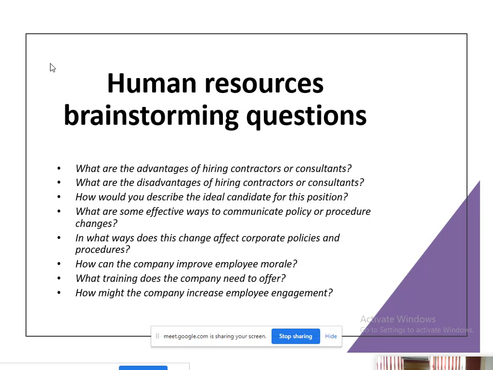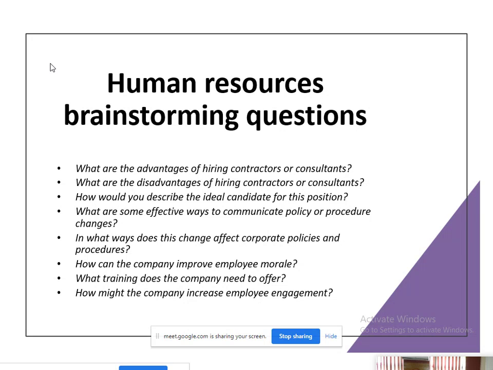Fourth point is, what are some effective ways to communicate policy or procedure changes? There are many policies and procedures before launching anything, so we must come across that also. In what ways does this change affect corporate policies and procedures? We must see in what way these communicated policy or procedure changes affect our policies. If we are going for a project or company, we may give our own procedures and policies. But there are other institutions, such as a government body or private body, which will give their own communicated policy or procedure.